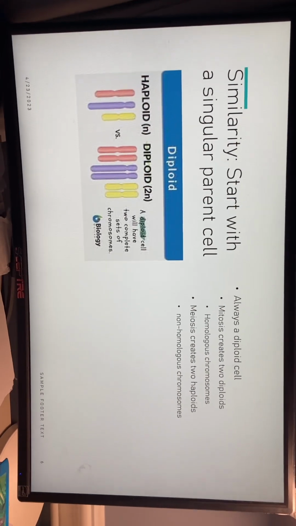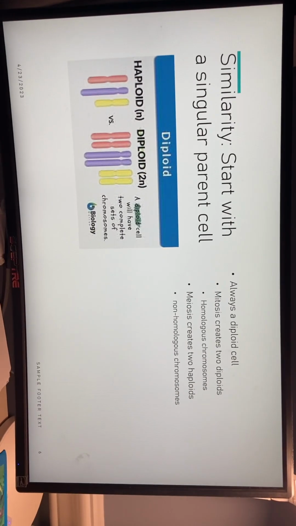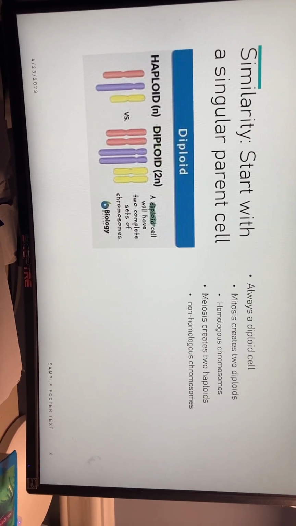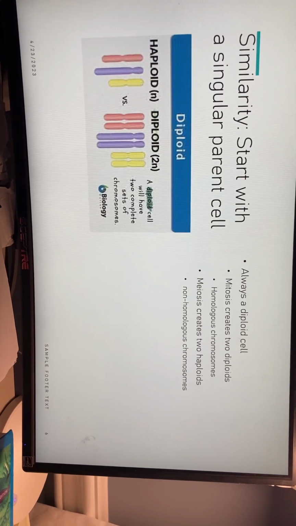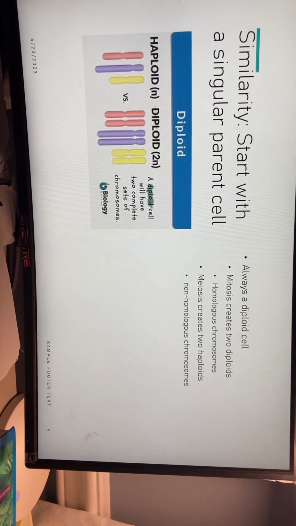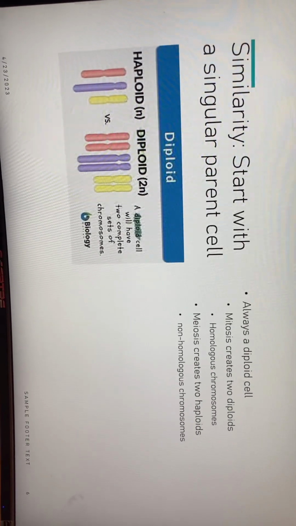Another similarity between these two cycles is how they both start with a singular parent cell. This is always a diploid cell. Mitosis will turn this one diploid cell into two diploid cells with homologous chromosomes, whereas meiosis creates two haploids with non-homologous chromosomes.